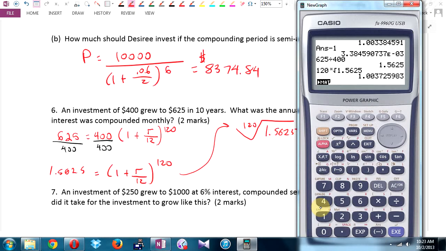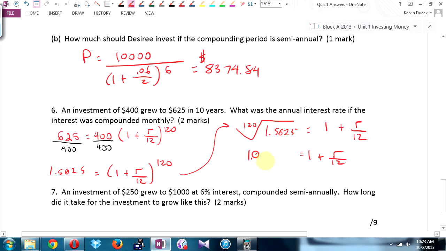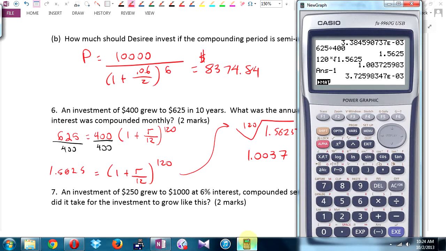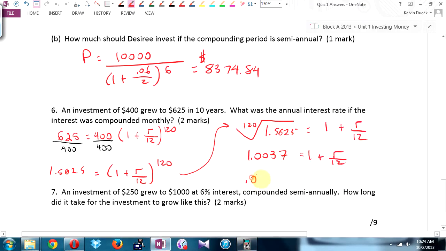Sorry? Couldn't you just move the 1 over to 4? Nope. I'll show you why in a second. Okay? Give me a second, though. 1.0037. Now I'm going to minus 1 from both sides. And I get an answer in scientific notation. I think we fixed that on your calculators. But this is 0.0037 equals r over 12.